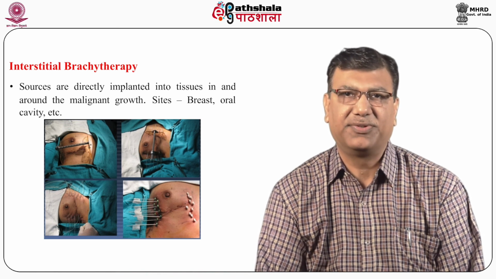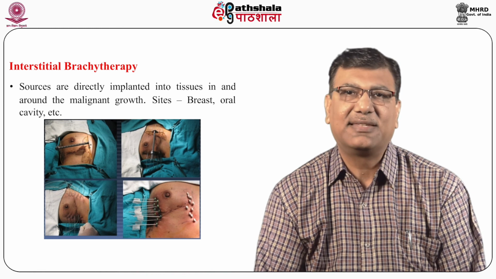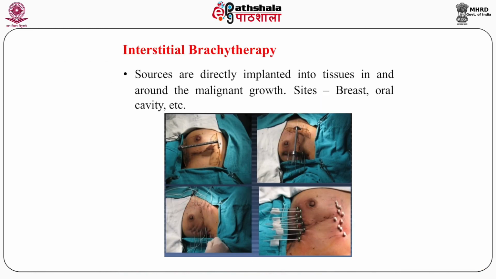done in soft tissues. We can see this is the case of CA breast, and a number of applicators, which are in the form of hard plastic, are inserted in that affected area. Sources are directly implanted into tissues in and around the malignant growth. Generally, sites are breast, oral cavity, etc. The sources are placed into it, and accordingly the planning is done.